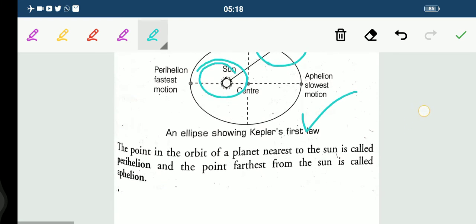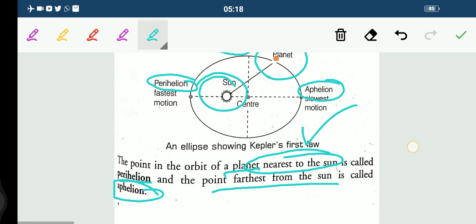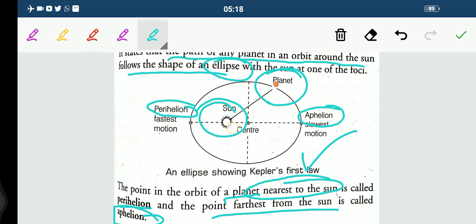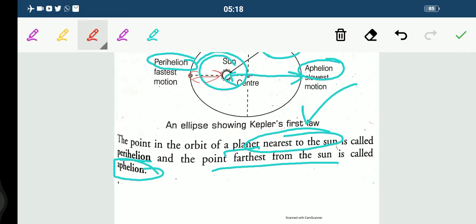Now you all can see here, there are two points, aphelion and perihelion. The point in the orbit of a planet that is nearest to the sun is perihelion, and the point farthest from the sun is called aphelion. So you can see here, this point is farthest from the sun, so it is aphelion, and this is nearest to the sun, so this is perihelion. I hope this thing is clear.